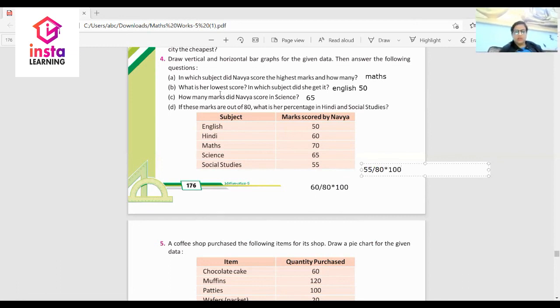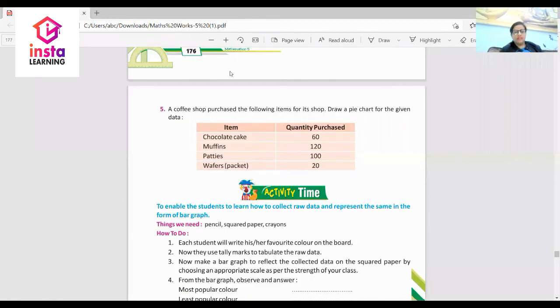Now, the next, fifth question, is that a coffee shop purchased the following items for its shop. Draw a pie chart. A pie chart is always about a circle. You have to make a very fine pie chart. In that, chocolate cake is 60, muffins 120, patties 100, and wafer packets are 20. You have to represent it like this.